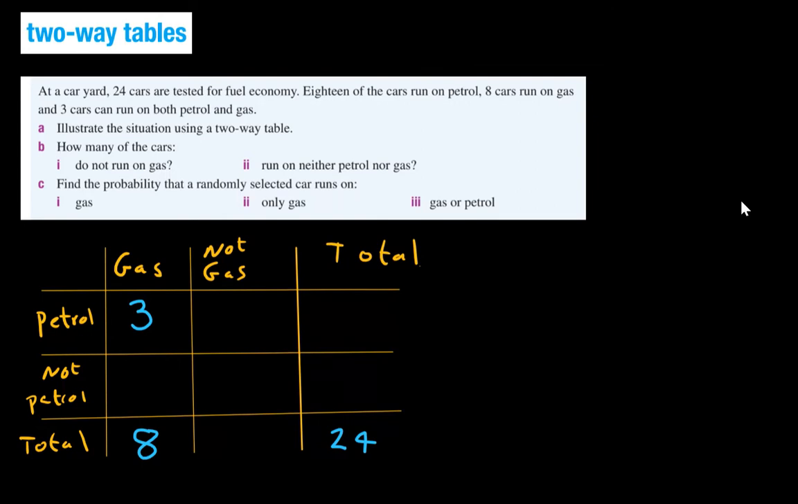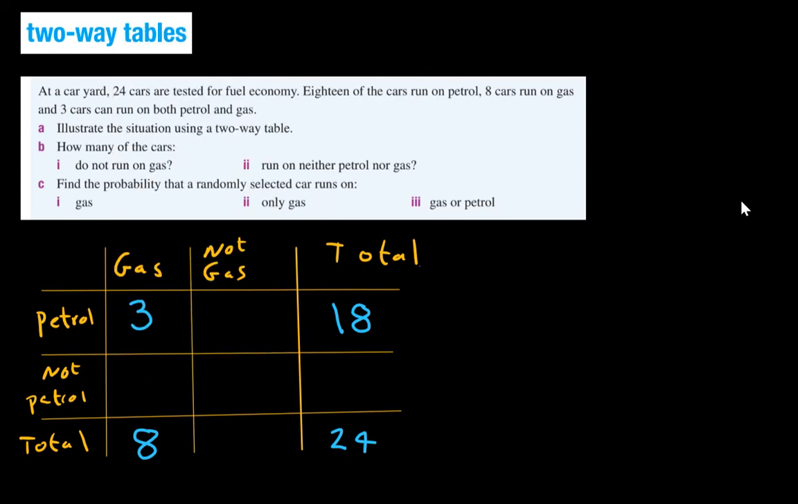And what else are we told? A car yard has 24 cars tested for fuel economy. 18 of the cars run on petrol. So can't we put 18 there? And we can work out now the various values, which I'm going to put in red.